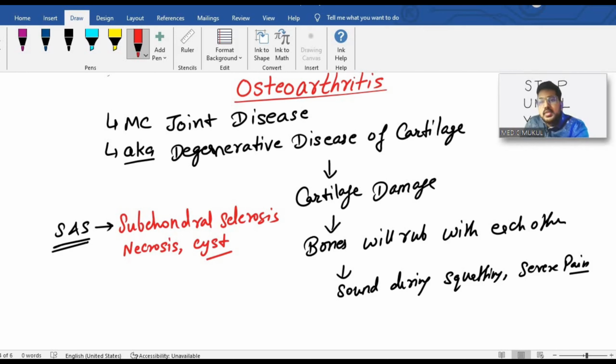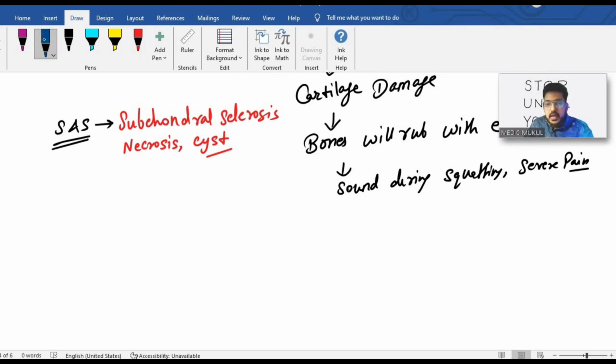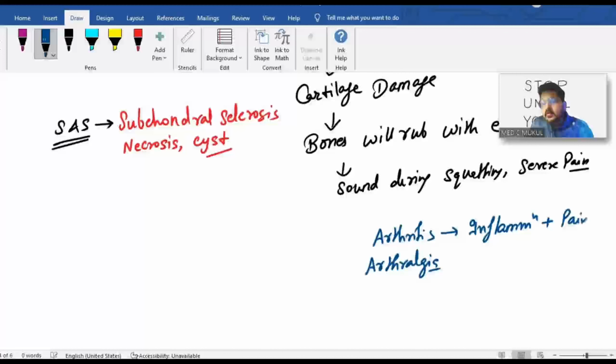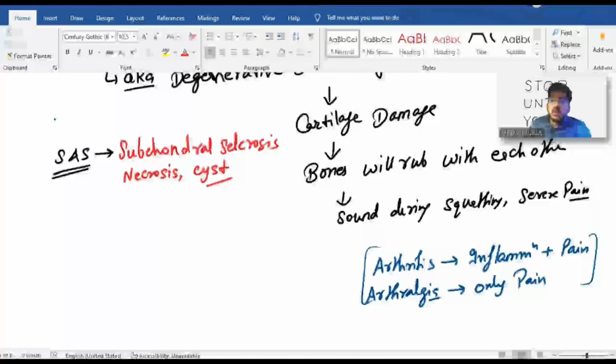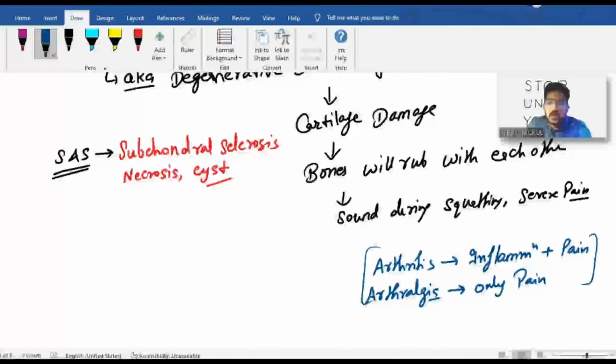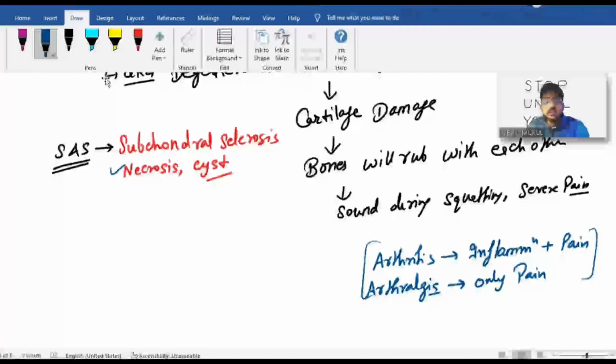In osteoarthritis, there are two terms to know: one is arthritis and another is arthralgia. Arthritis means there is inflammation plus pain. Arthralgia means only pain will be there. Of course, in osteoarthritis we will have inflammation and pain, along with subchondral sclerosis, necrosis of the tissues, and cysts.